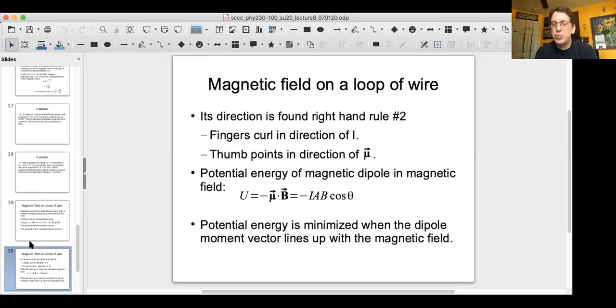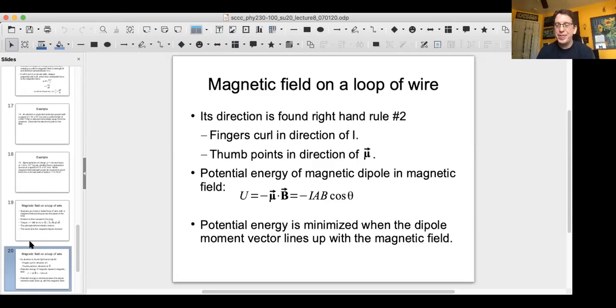And so the magnetic force will act to minimize the potential energy. And the potential energy of a magnetic dipole in a magnetic field, whether it's isolated electrons rotating or a loop of wire with a bunch of electrons moving, it's the same physics. The potential energy is equal to negative mu dot B, where mu, again, is the dipole moment, and B is the magnetic field vector. And so that's equal to negative I times A times B times the cosine of theta, where theta is the angle that B makes with the dipole moment vector.